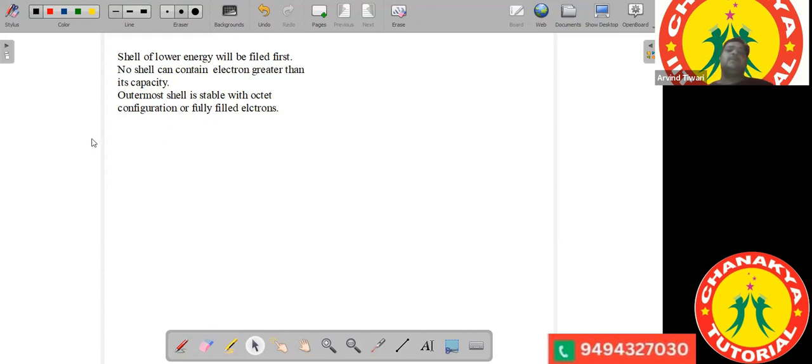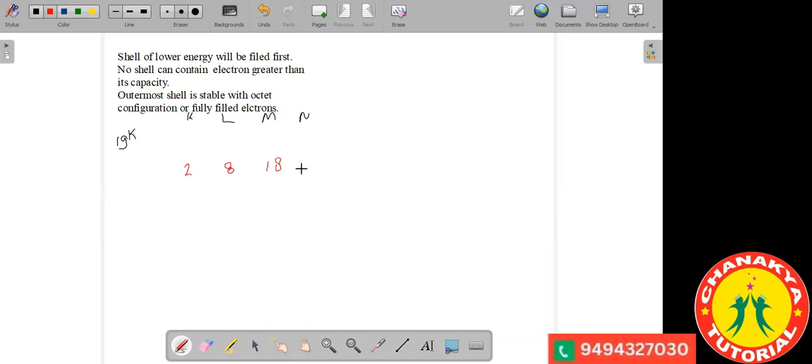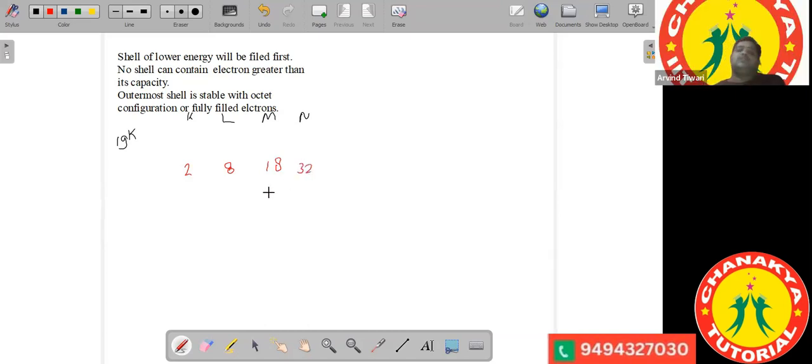Okay, see, so these are the points. For example, suppose I want to write the electronic configuration of potassium, which has atomic number 19. K stands for potassium. This K is not your shell number. The shells for arranging electrons are K, L, M, N. The K shell has the capacity of 2 electrons, L has 8, M has the capacity of 18 electrons, and N has the capacity of 32 electrons.